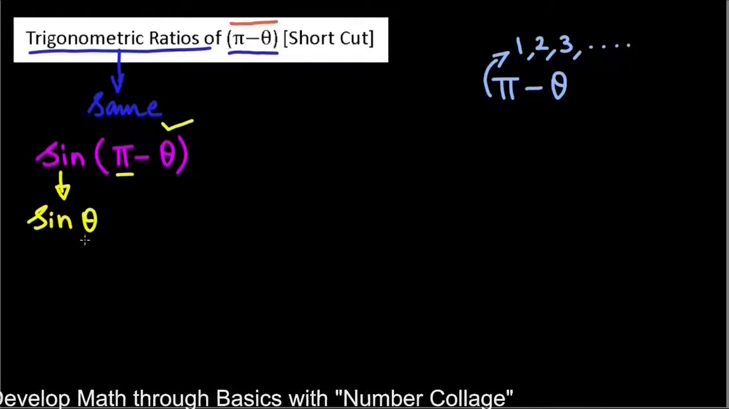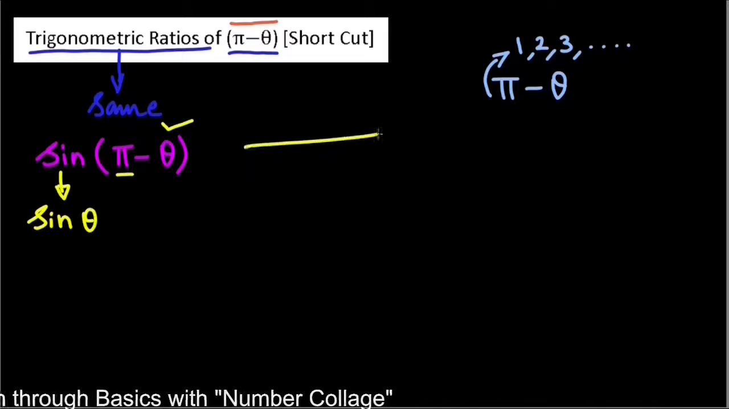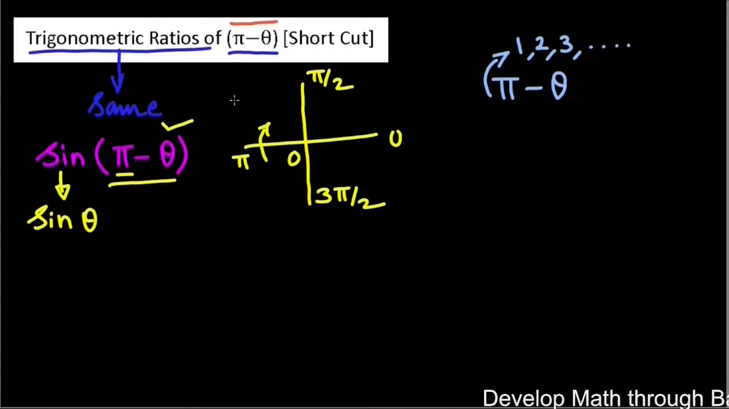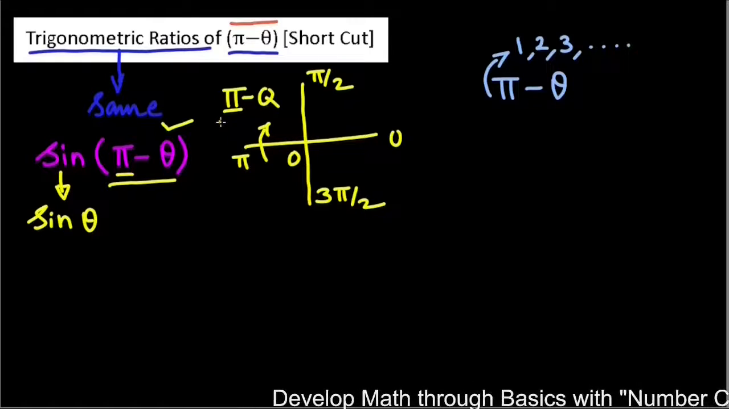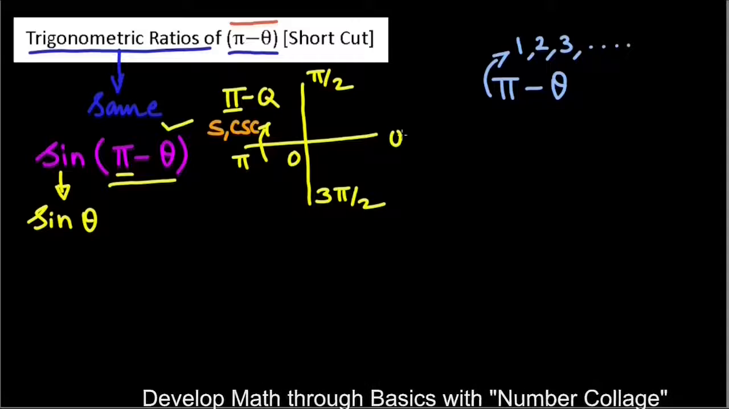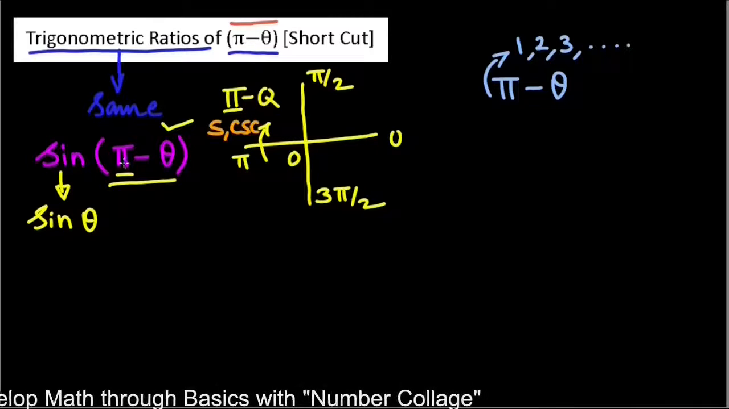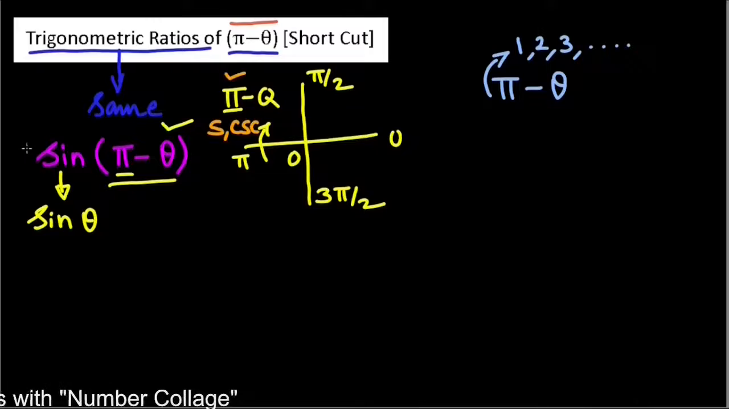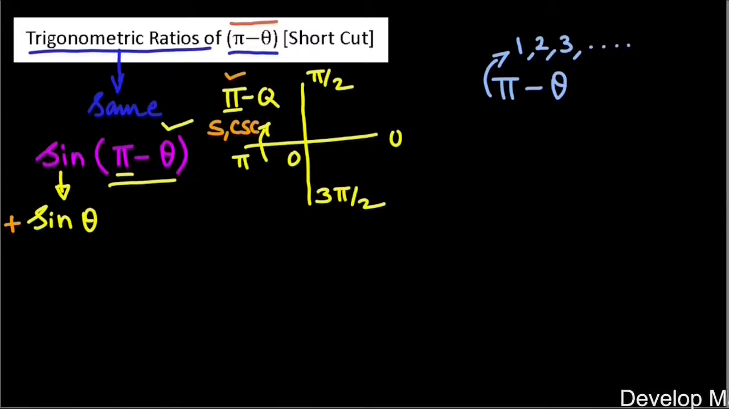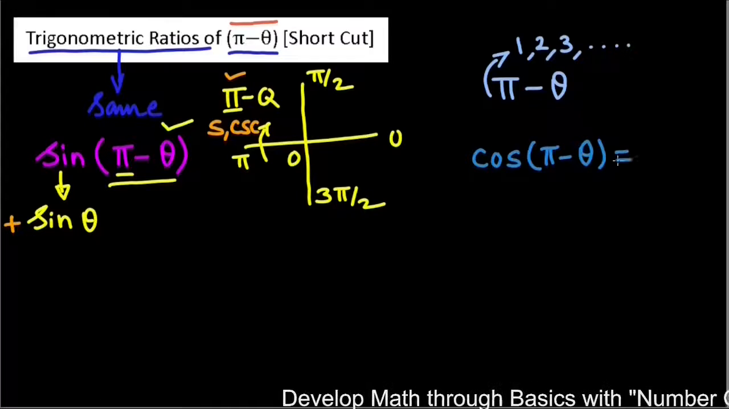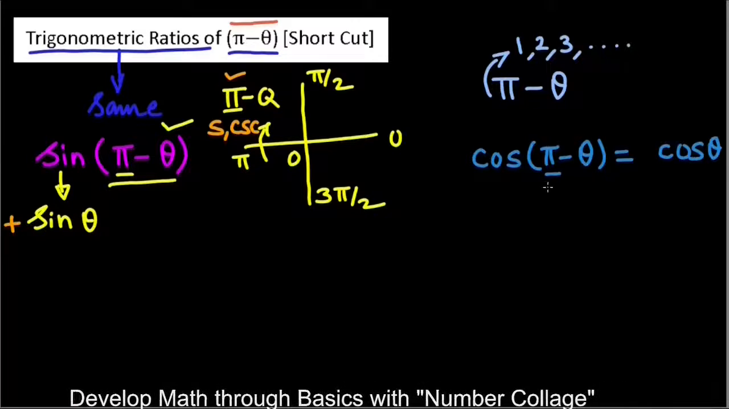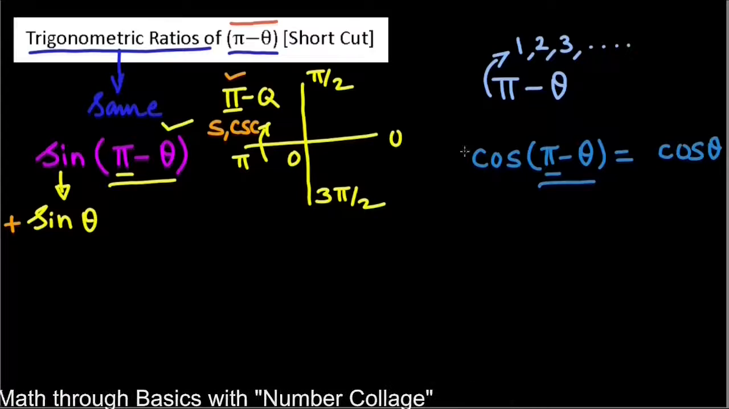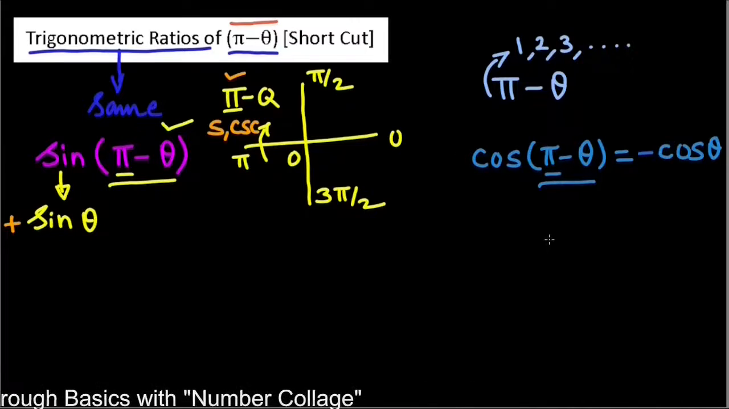To decide the sign of this sine theta, we find that this angle pi minus theta lies in the second quadrant, and in the second quadrant we know that only sine and cosec are positive and the remaining ratios are negative. Since angle pi minus theta lies in the second quadrant, in which sine is positive, therefore this sine theta will be positive. Similarly, cos pi minus theta will be cos theta because of this pi, and since this angle pi minus theta lies in the second quadrant, in which cos is negative, therefore this will be minus cos theta.